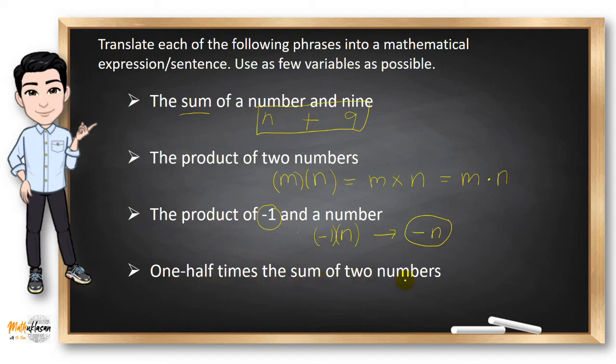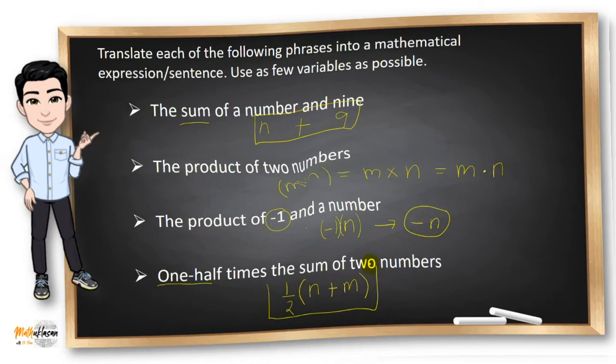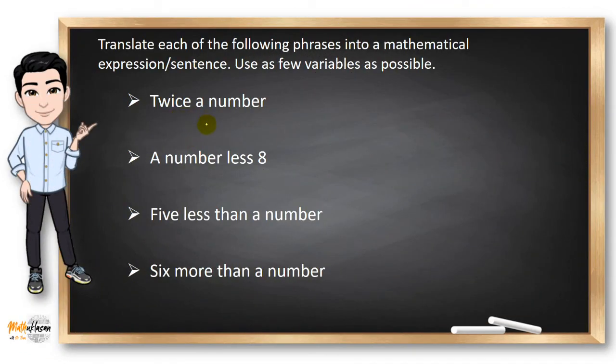1/2 times the sum of two numbers. So we need to get the sum of the two numbers first. Let those numbers be n and m. Getting their sum, we have n plus m. But we need to multiply the sum of the two numbers to 1/2. So put a parenthesis or grouping symbol and multiply it to 1/2. Twice the number means we need to multiply a particular number to 2. So this is 2n. A number less 8 means we need to subtract 8 from a number, let's say n.